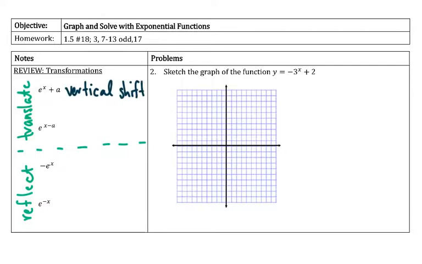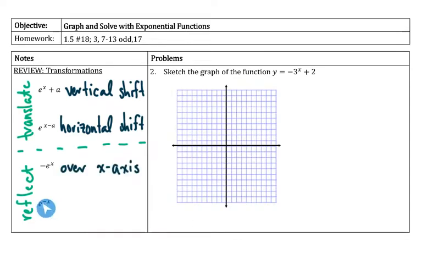And then when the term is inside of the function right next to the x, it's going to be the horizontal shift left and right. And we use this negative to remind ourselves that it's going to go the opposite way we think. So if it says x plus a, it would go to the left, and x minus a is going to the right. With our reflections, if the negative is on the outside of the function, that means that we're going to flip our function over the x-axis, so up and down like that. And then if the negative is inside the function on the x, that means that you're going to reflect over the y-axis, back and forth.